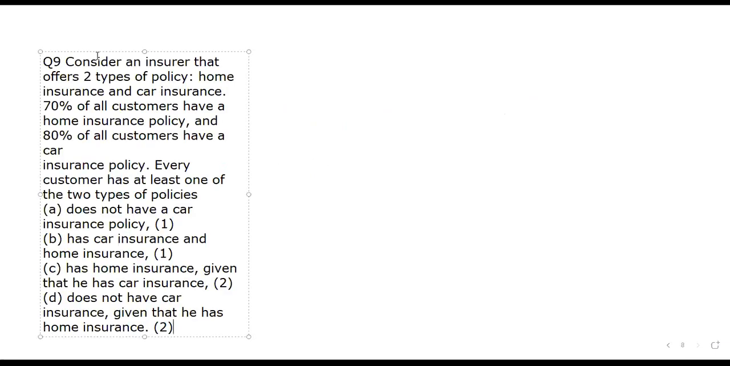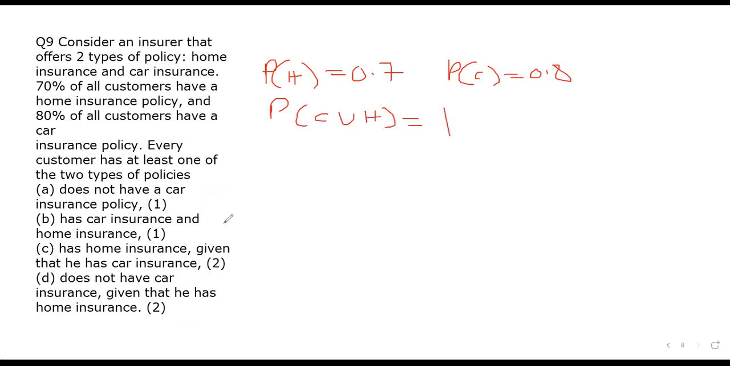So we have an insurer who offers two types of policies, home and car insurance. I'm told 70% of all customers have a home insurance. So probability of H is what? 0.7. Notice I'm told that 80% have a car insurance. So probability of C is 80%, so 0.8. The question follows up: every customer has at least one of the two. So when you combine C union H, it should be 1 or 100%.